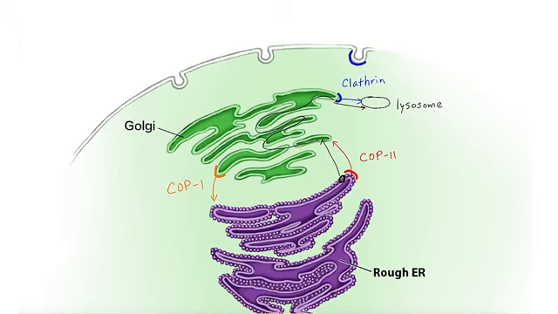Then the other big job of clathrin is to help the plasma membrane bring stuff from outside the cell into the cell. But we're going to talk about that in Foundations 5 when we talk about the plasma membrane.